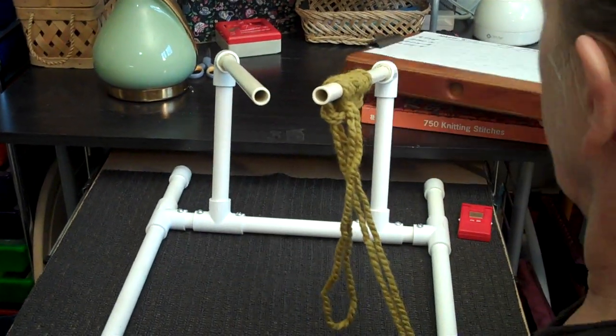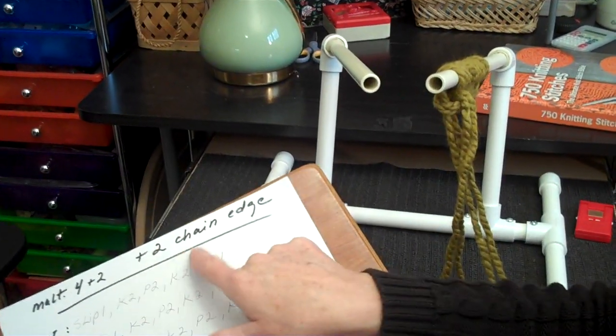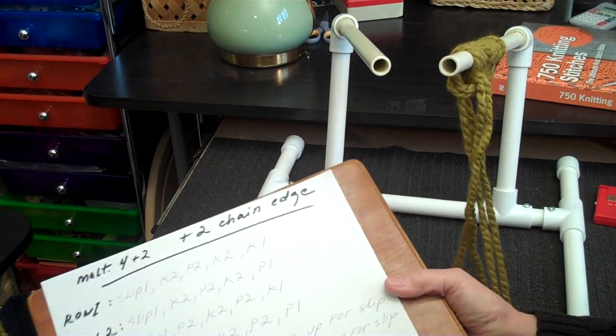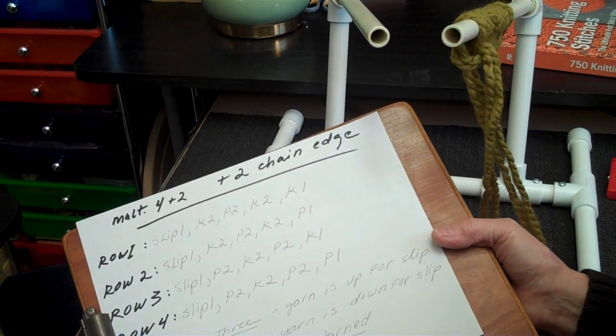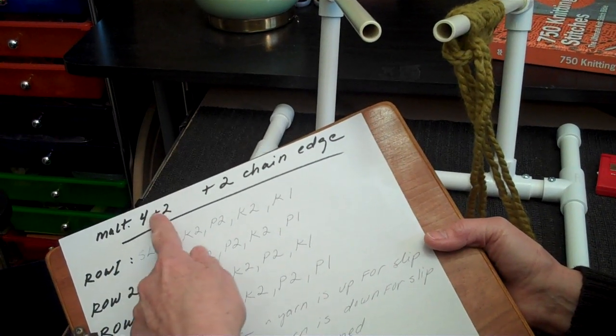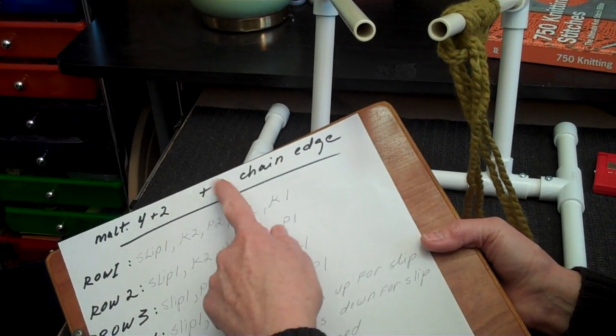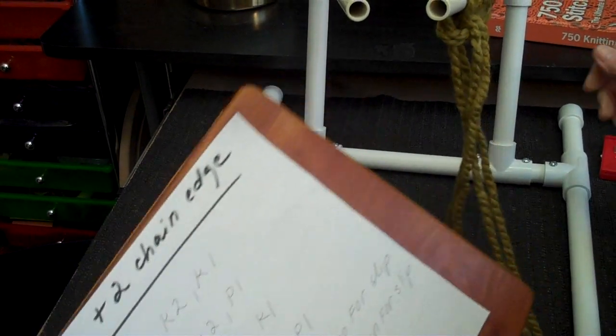Now, we're doing a multiple of 4 plus 2, and we need to add 2 for the chain edge. So whatever your count is, if you're going to have a multiple of 4, say 12 plus 2, which is 14, you would need 2 more stitches, 16, for your chain edge, if that makes sense.